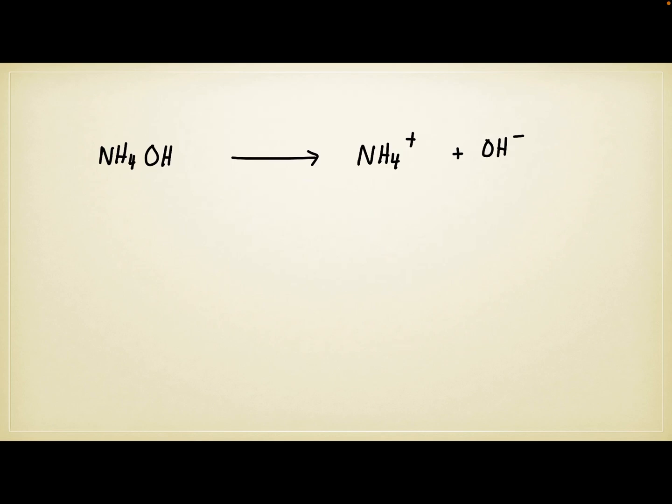And what happened? Our base will produce NH4 plus and OH minus, so NH4 plus is our conjugate acid. And since NH4OH is a weak base, the conjugate acid NH4 plus is a strong conjugate acid. We have learned this earlier from the earlier slides, that a weak base will give a strong conjugate acid. If it is a strong base, it will give a weak conjugate acid.